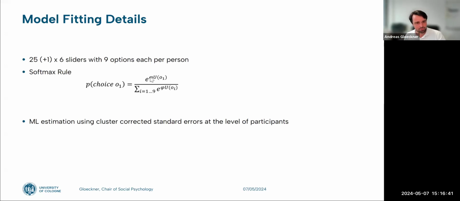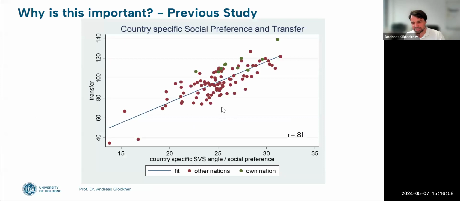Then we use the softmax rule, which basically just transforms the utility from the previous equations into some probability, and then use maximum likelihood estimation with standard errors clustered at the participant level to estimate these parameters. So I can talk more about these details, but it's not so important. I think more important is this part here.